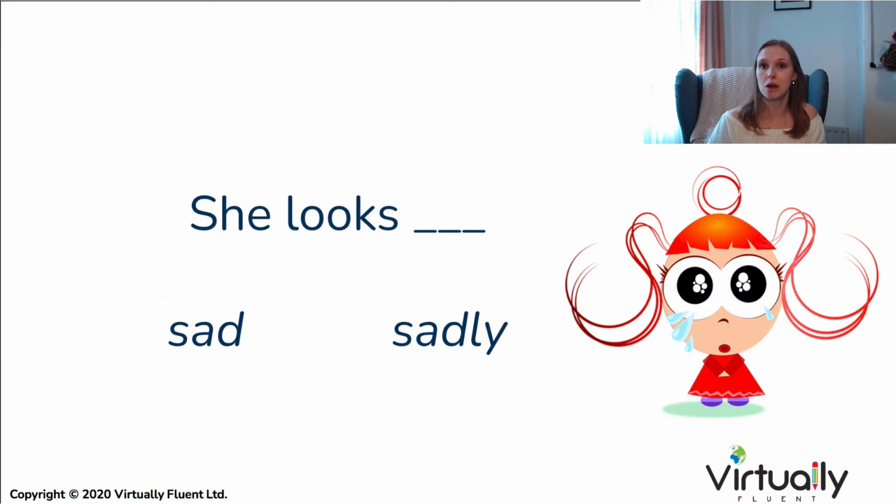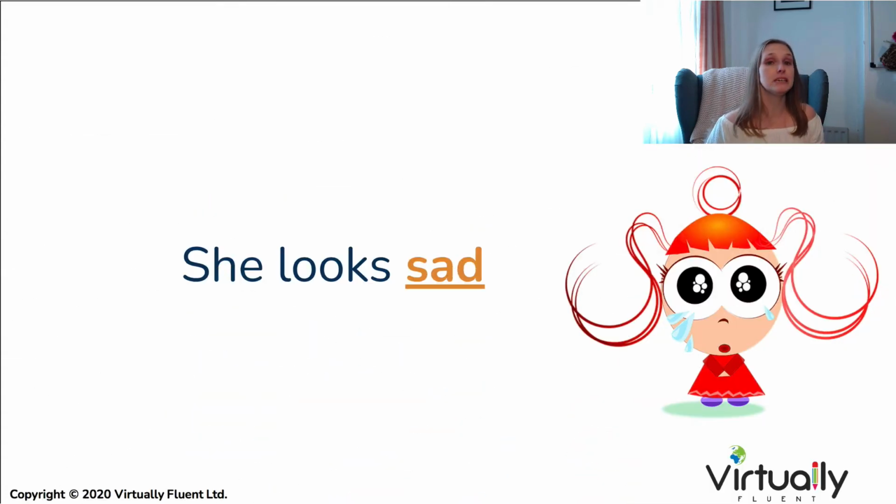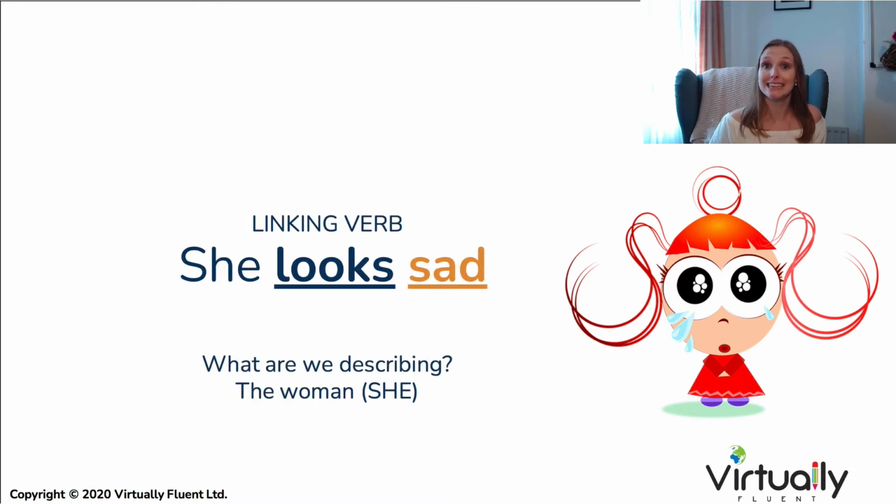Take a look at this example. She looks, would we say sad or would we say sadly? In this simple sentence, we would say sad, the adjective. Now, look is a linking verb, and in this case, it's being followed by an adjective, because what we are describing is ultimately she, the person. And that's why we're using the adjective, because we're more or less indirectly describing the person, which is a noun.